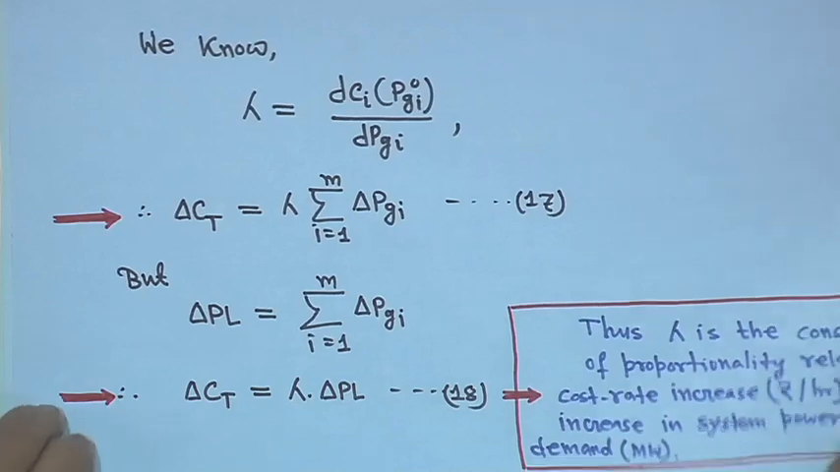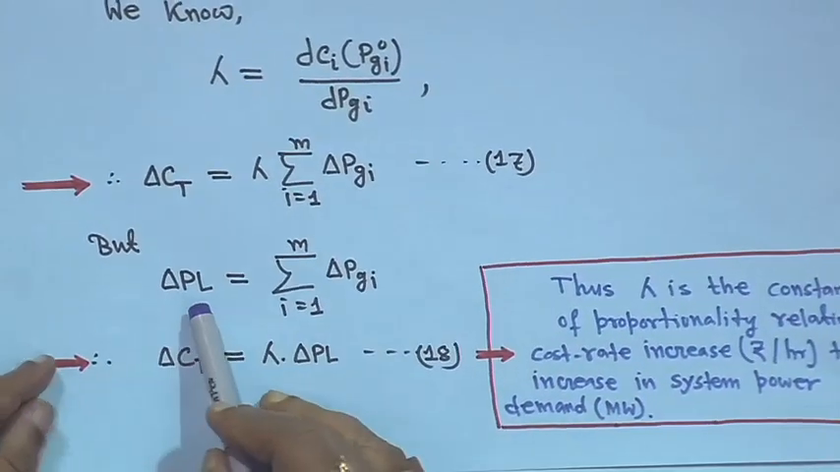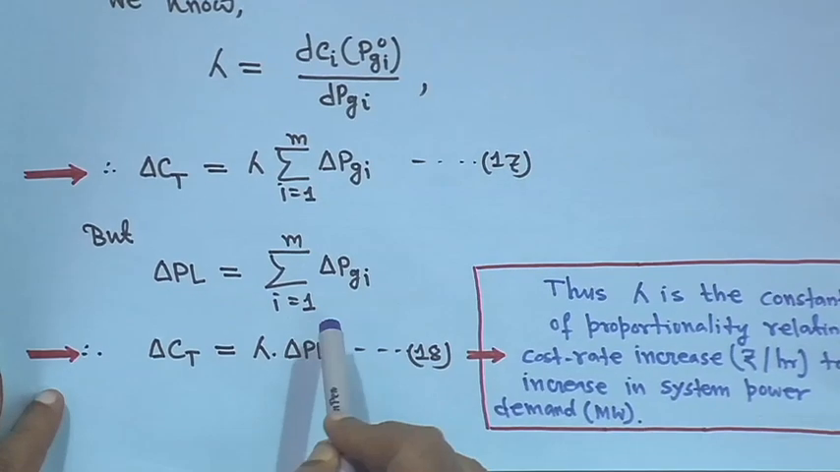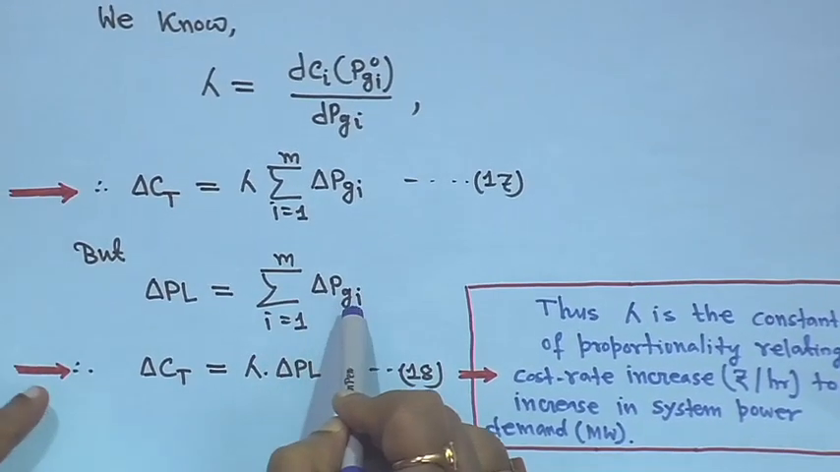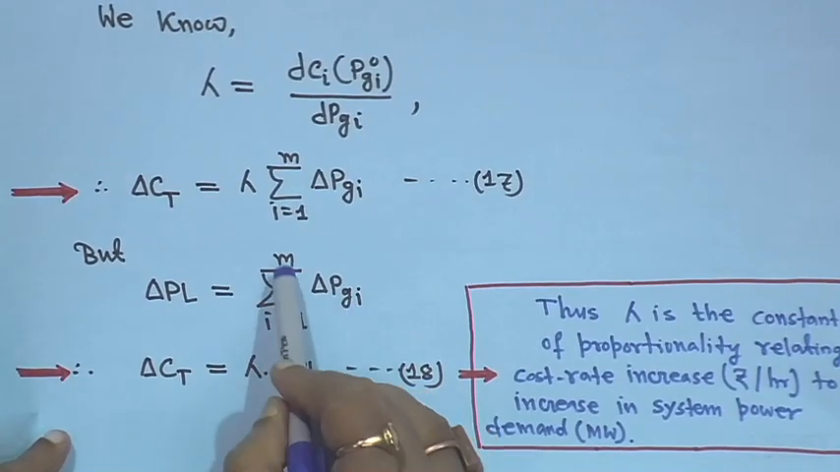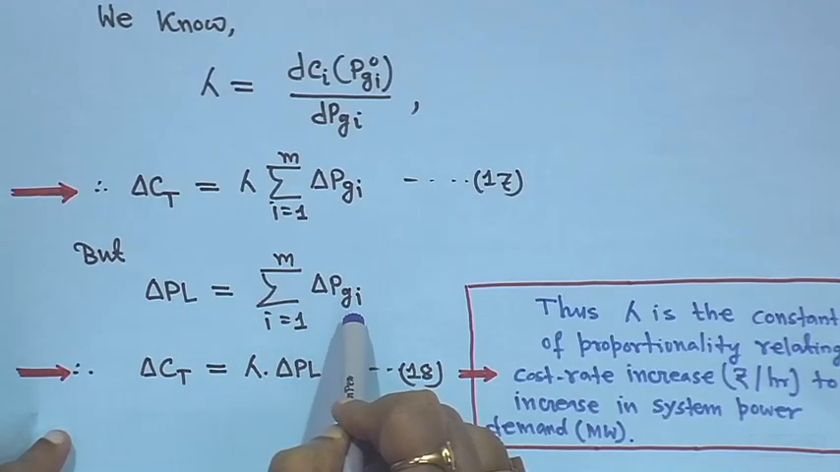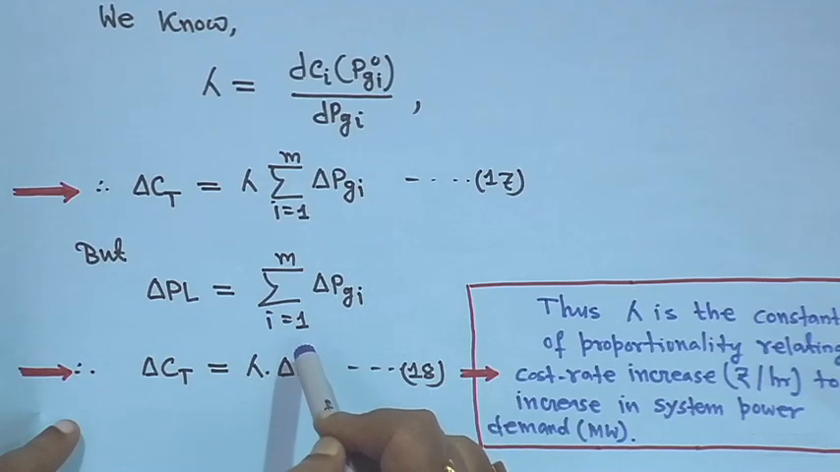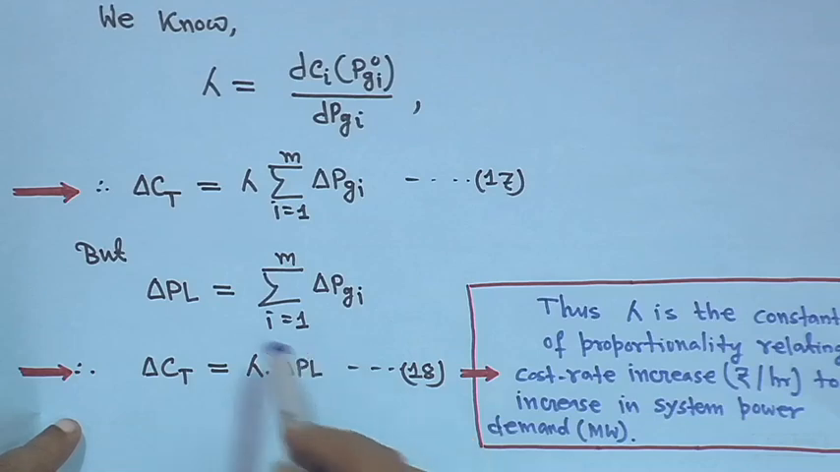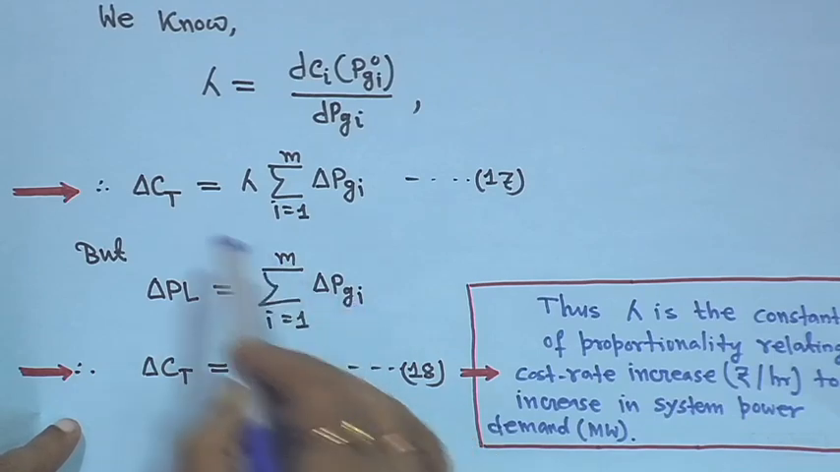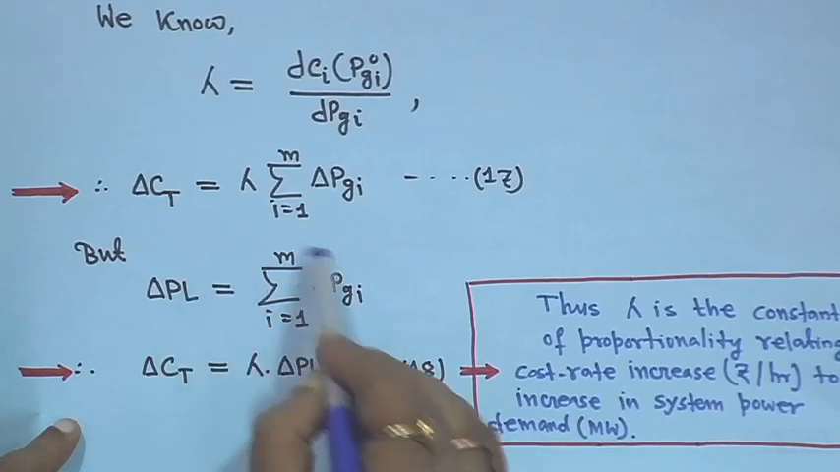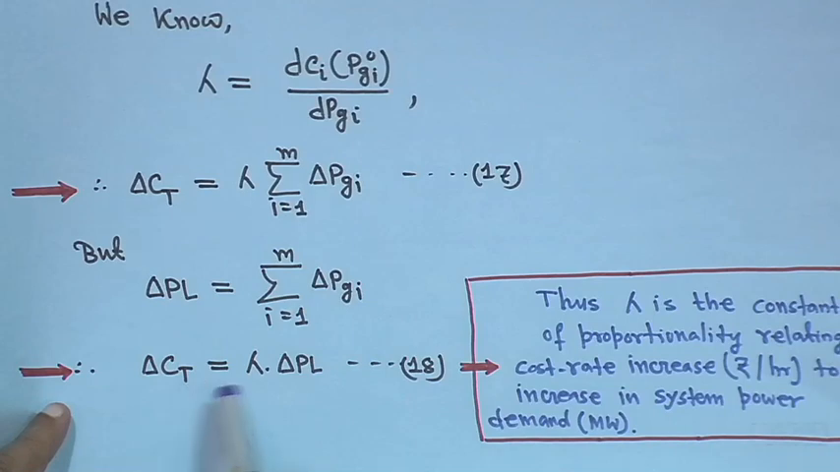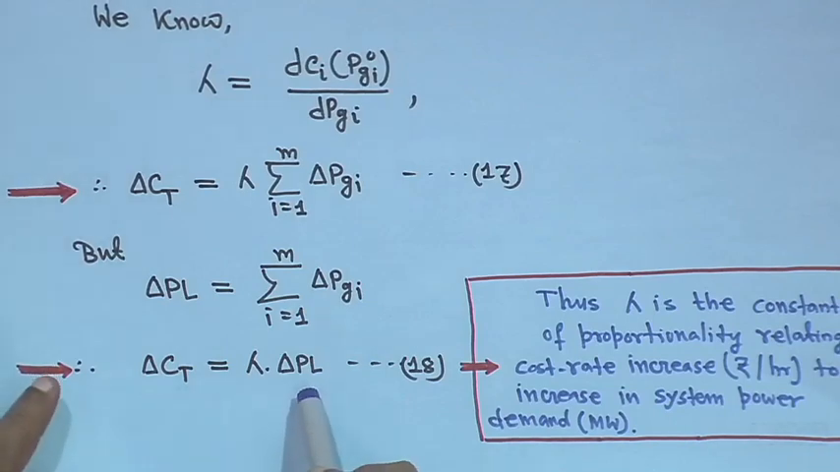Now, for a small total change in load delta PL, that is basically nothing but the summation of all the generation changes, the sum over i equal to 1 to m of delta Pgi. Whatever load change occurs, generation has to accommodate that, because the generators have to generate that power, loss we have ignored here. So, delta PL is equal to this much, you put it here, therefore delta CT will be equal to lambda into delta PL.